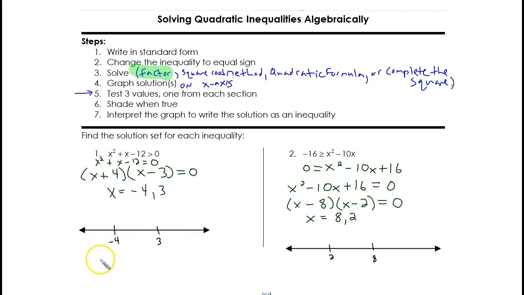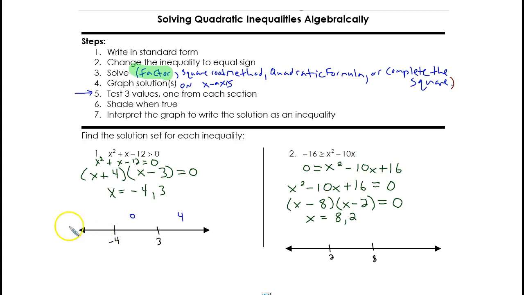Now, we're going to test 3 values, one from each of the sections that we've just made. You can pick any number between -4 and 3 that you want to. I'm going to test 0. 0 is between -4 and 3, so I'm going to test 0. I've got to pick a number greater than 3. You can use 4, you can use 5, you can use 6, you can use 7, whatever you want. I'm just going to use 4.